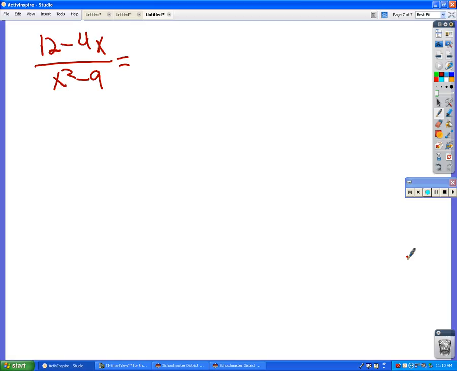12 minus 4x is easy to factor because there's no square. So all you do is you just look at what goes into 12 and 4 evenly, and that is 4. Okay? And then we divide. 12 divided by 4 is 3, and then if you take the 4 out of 4x, you're left with an x. So you don't always have to go with 2 sets of parentheses.